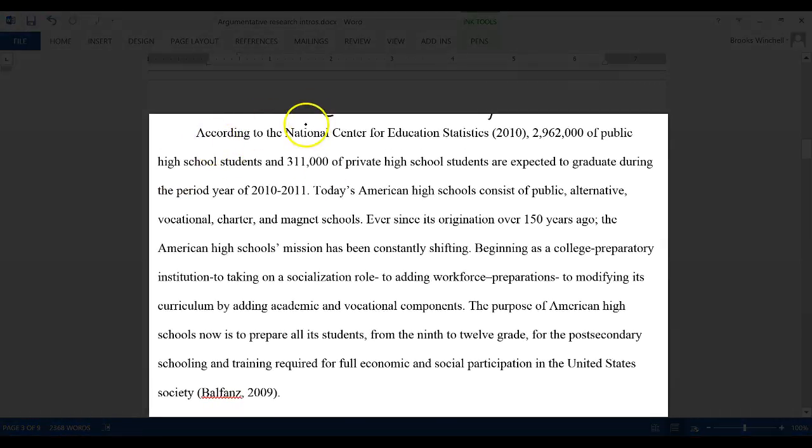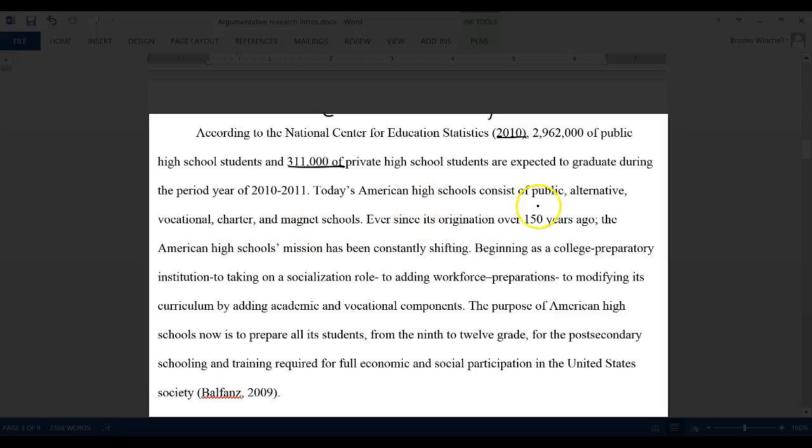So it starts here. According to the National Center for Education Statistics, 2010, 2,962,000 public school high school students and 311,000 private high school students are expected to graduate during 2010 through 2011. Today's American high schools consist of public, alternative, vocational, charter, and magnet schools.